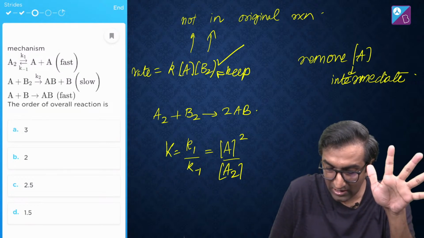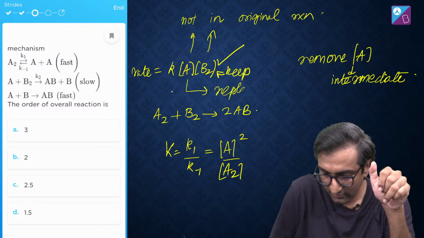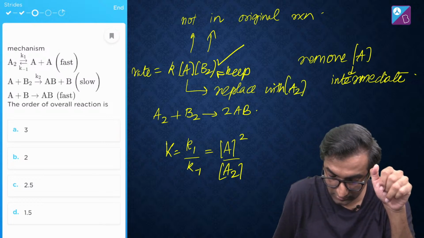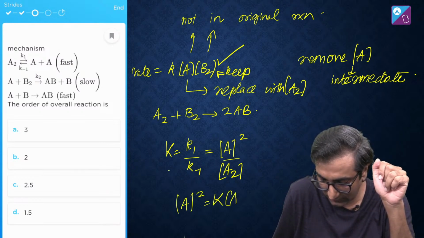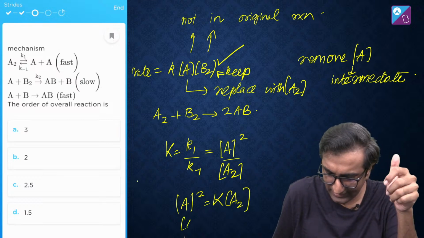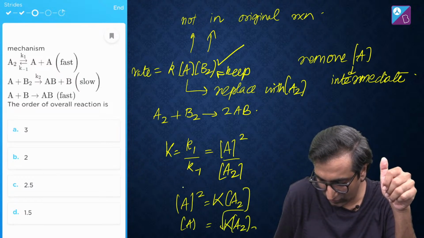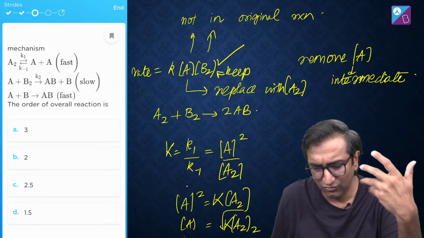Okay. Now I want to get rid of this and instead replace with A2. How do we do that? Okay, so I'm going to write A square to be equal to K times A2, and then A will be root of K times A2. And that K root है नहीं है, कोई फर्क नहीं पड़ता. I will still write as K.